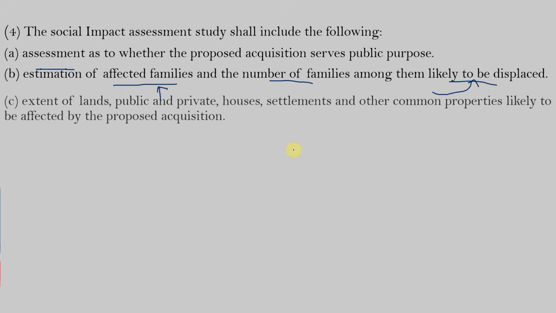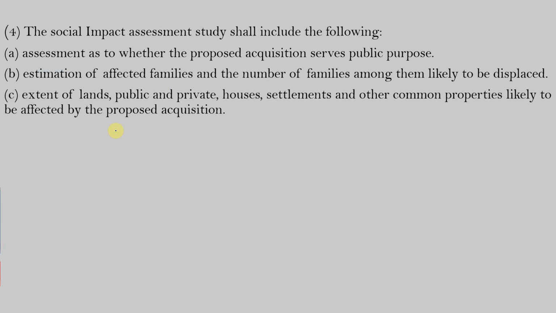And the next clause is extent of lands, public and private houses, settlements and other common properties likely to be affected by the proposed acquisition. So not only affected families but also the lands, public and private houses, settlements and any other infrastructure. Properties include government buildings and institutions such as banks, post offices. All those properties which are affected by the land acquisition are also calculated.